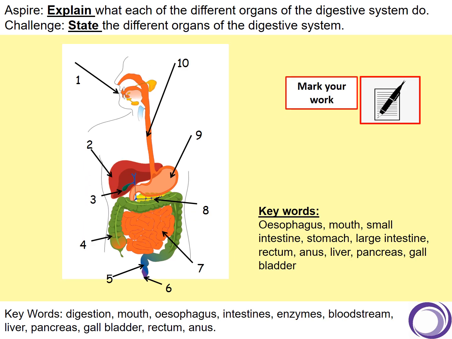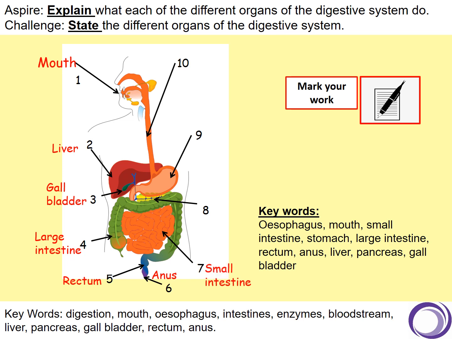Okay, so let's go through the answers. So, number 1, hopefully you all have the mouth. Number 2 is the liver. Number 3 is the gallbladder. Number 4 is the large intestine. Number 5 is the rectum. Number 6 is the anus.